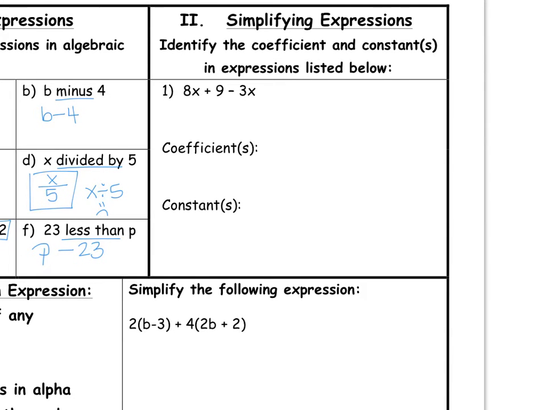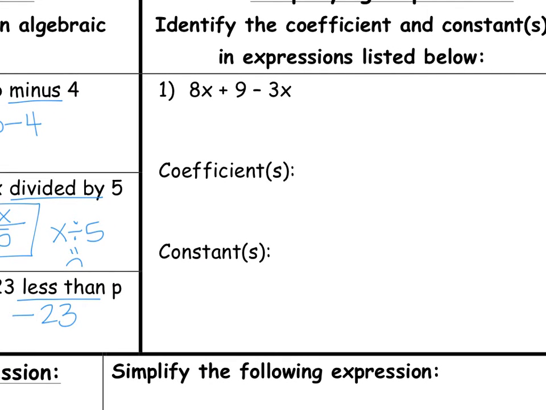In number 1 right here, it says to identify the coefficients and the constants in the expressions listed below. So we have 8x plus 9 minus 3x. And we want to know what the coefficients are. Coefficients are the numbers in front of the variable. In this case, there's one variable, but there's two terms that have a variable. So we're looking at the number in front of the variable. So in this case, the coefficients are 8 and negative 3. That minus 3 stays with the 3, and really it's a negative 3.